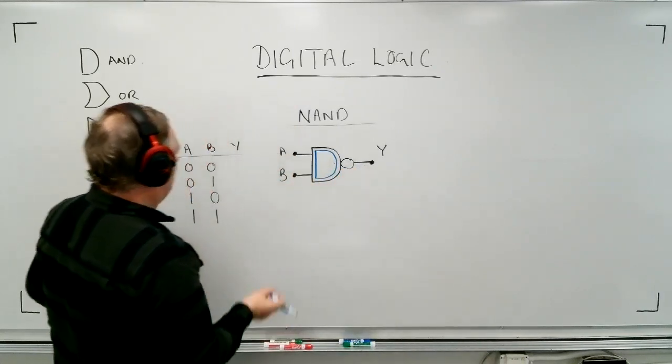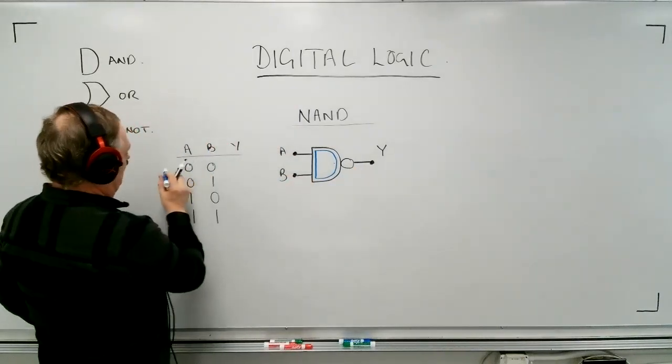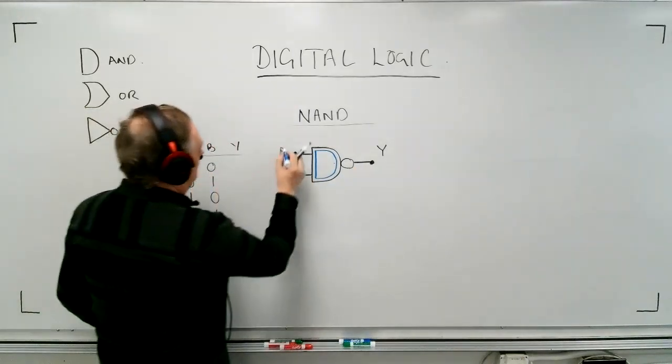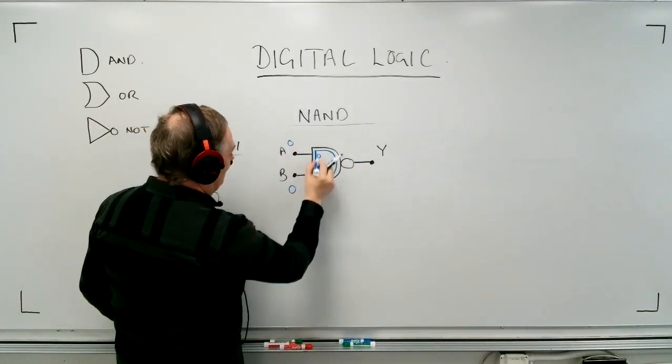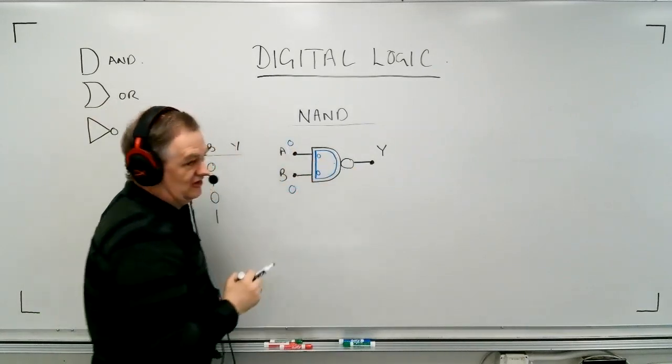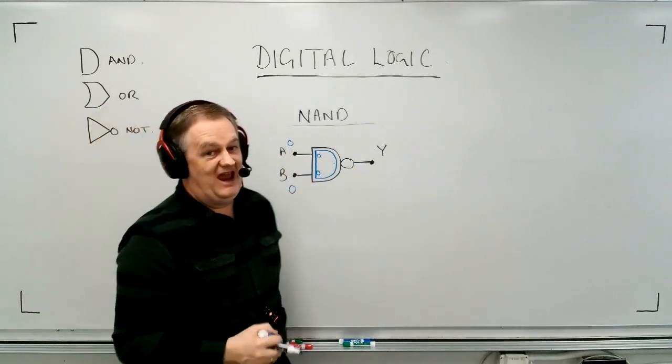So let's go ahead and look through this and see if this makes sense. If I have a 0 and a 0, that means like this, right? 0, 0. And when I go inside of this thing, and here it is making its decisions, it goes, well, I'm an AND.